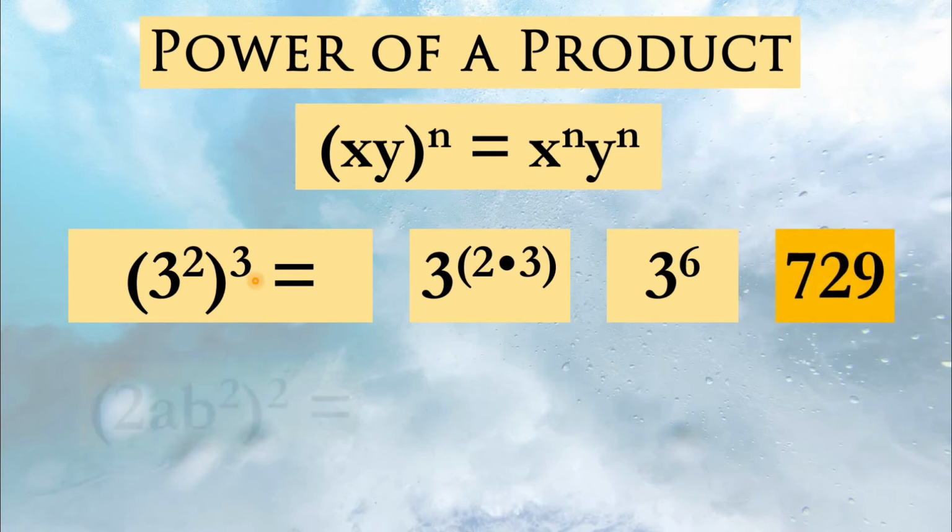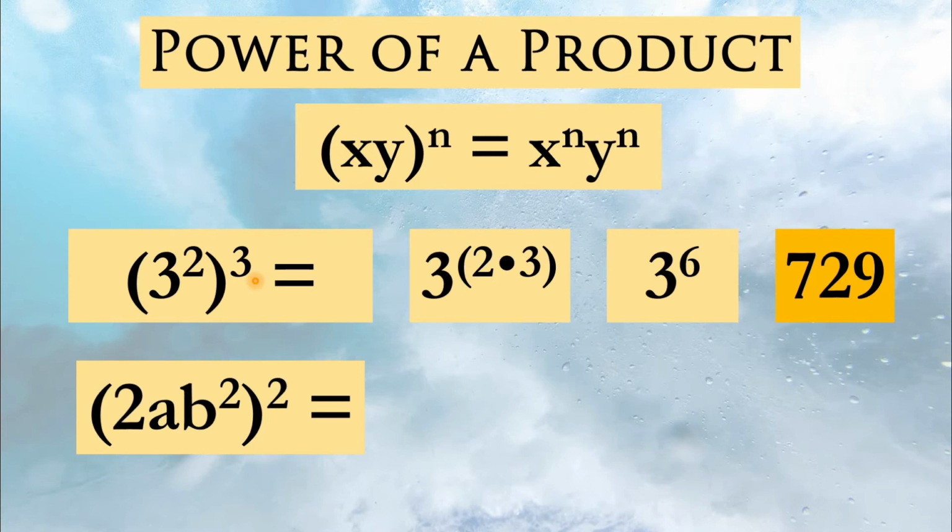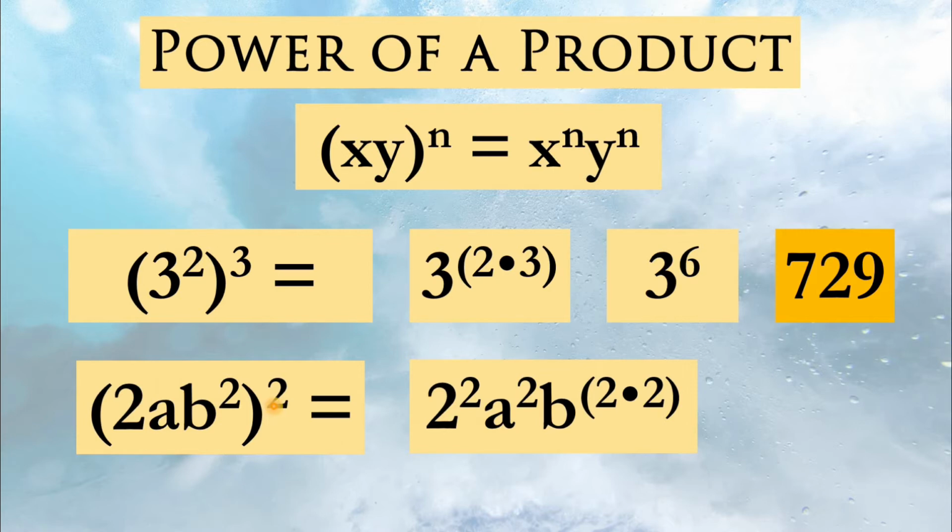Okay, so let's move forward. We have quantity 2ab squared, quantity squared. Okay, so we distribute this exponent to each coefficient or variable in the quantity or in the product. If we write them down, you have 2 squared, a squared, and b raised to 2 times 2. So when you simplify, you'll write 2 squared is 4, a squared, and b raised to 2 times 2, that's 4. So your final answer will be 4a squared, b raised to 4.